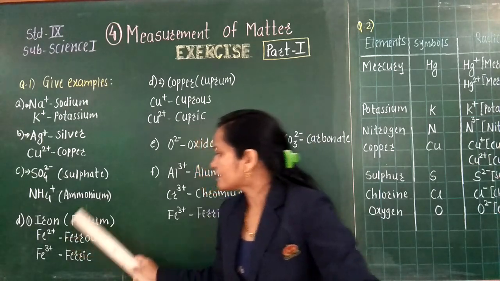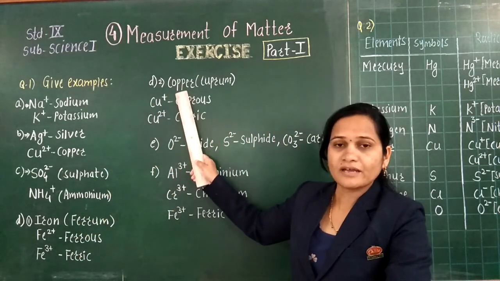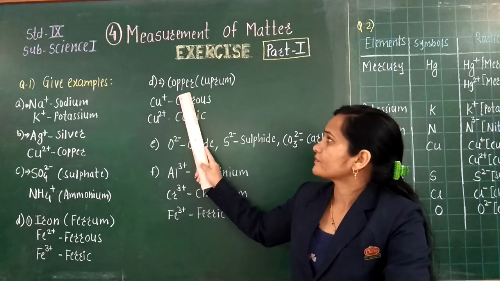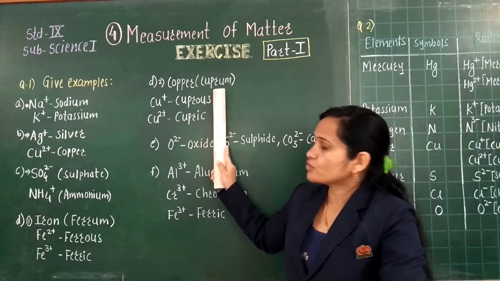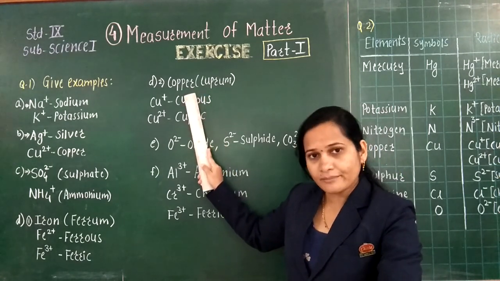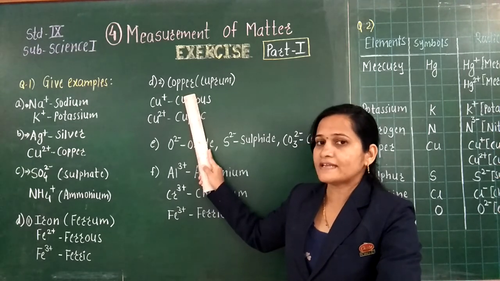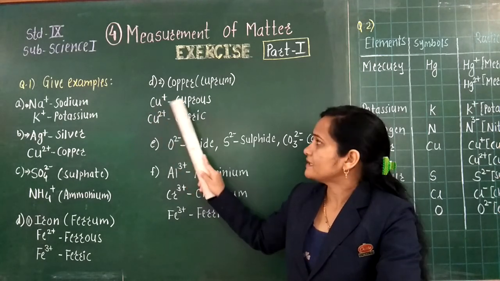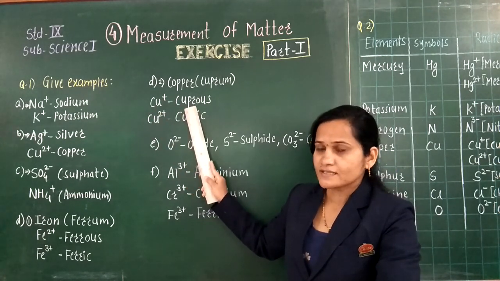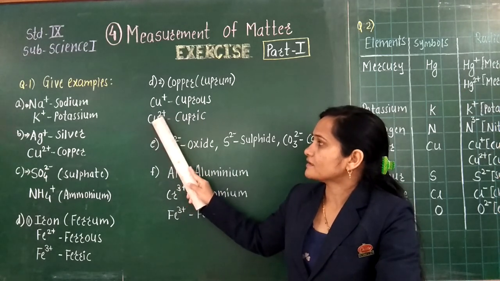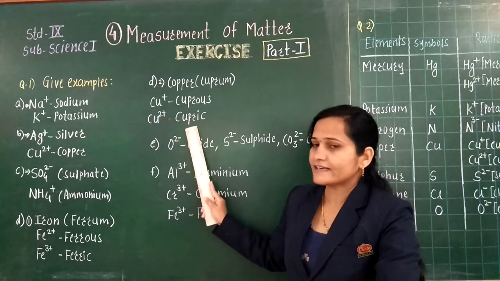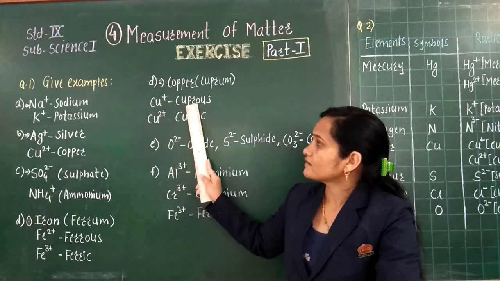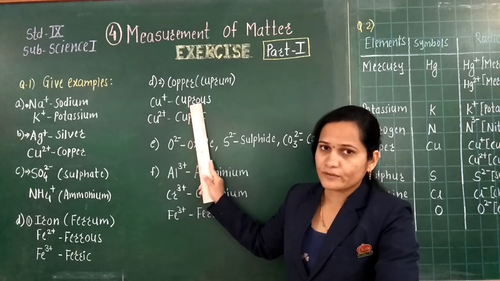Another example of variable valencies is another metal. Which one is written here? Copper. The Latin name of copper is cuprum because it has variable valencies. Which two variable valencies are present in copper? Cu plus and Cu2 plus. If the valency is 2, it is called cupric, and if the valency is 1, it is called cuprous.